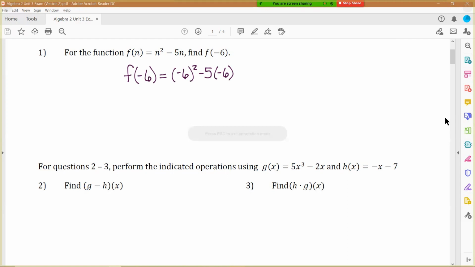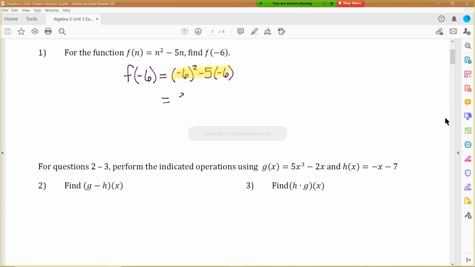To find f of negative 6, we take the function, take out all the n's, and replace them with negative 6's. Make sure when you do this, you use parentheses, and then you're just going to type this part into your calculator, or you can do it longhand, shorthand, however you want to do it.